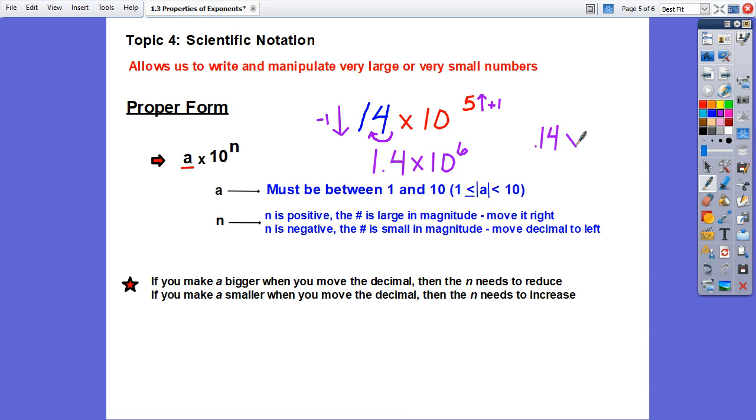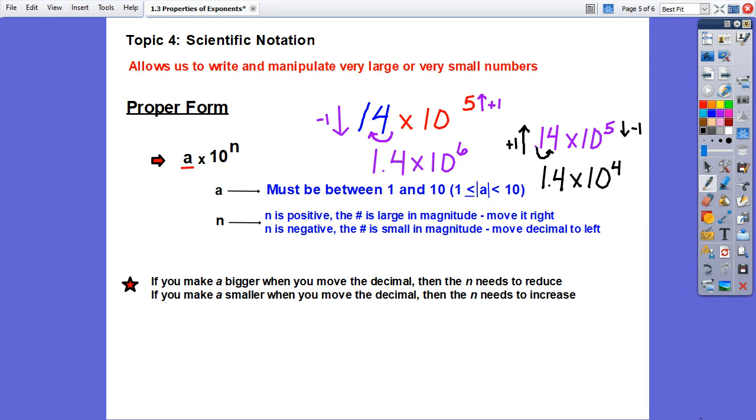Let's say it was this. Now it's not in scientific notation. I've got to move my decimal right here, so it becomes 1.4. But the question is what happens to my exponent? Is it 6 or is it a 4? Well, notice what I've done is I've gone from 0.14 to 1.4. So I increased its value by one placeholder. So I need to make sure to decrease my exponent. So I've got to do the opposite. If that one goes up, this one goes down by 1.